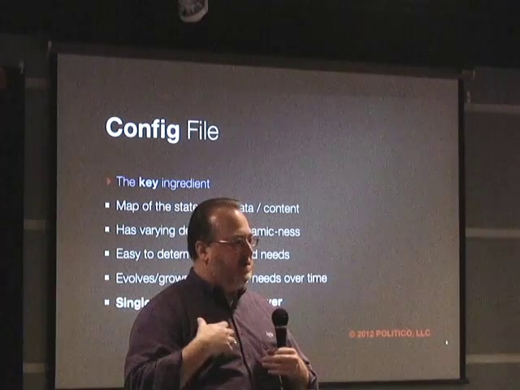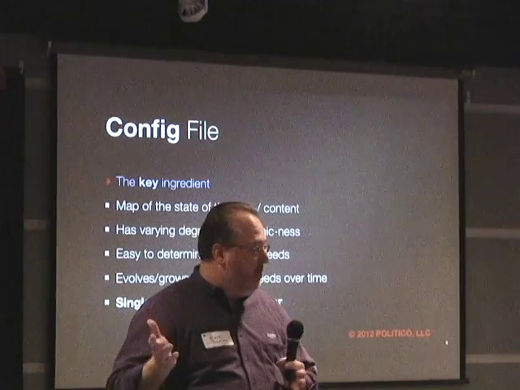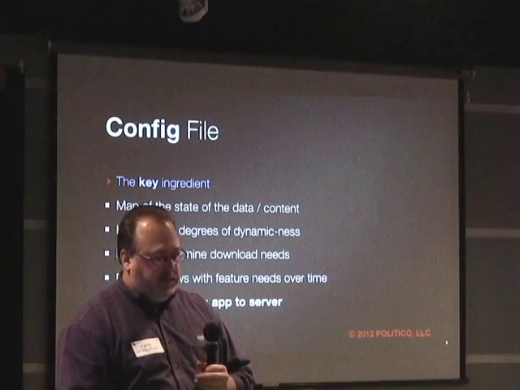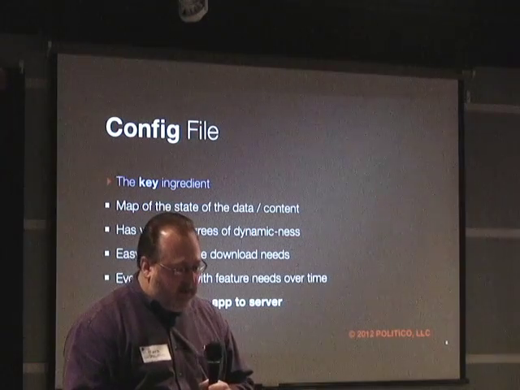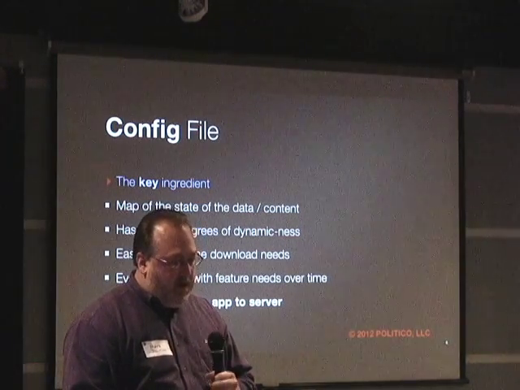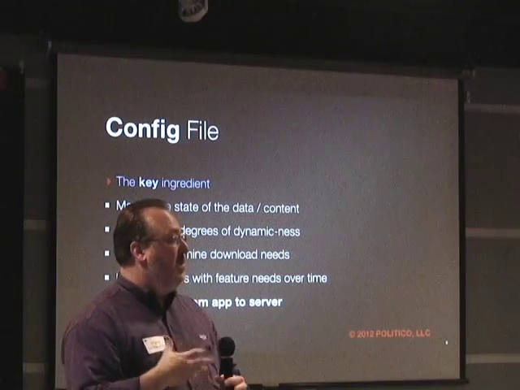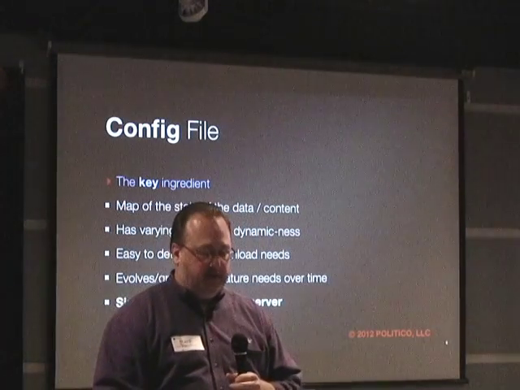The config file is our directions that tells the app what to do. It's a map of the data and content, tells where things are, and has different degrees of dynamicness. It can carry static and dynamic data, things that change often, things that don't change very often at all. So it's very easy to use this as a map to figure out what to download when, depending on what the user is doing in the app and how you decide to architect your app.